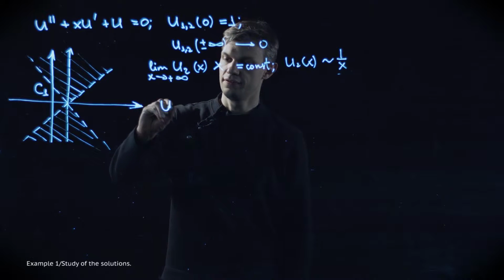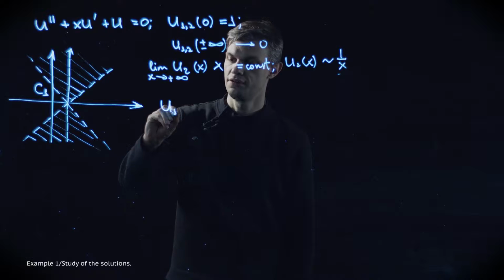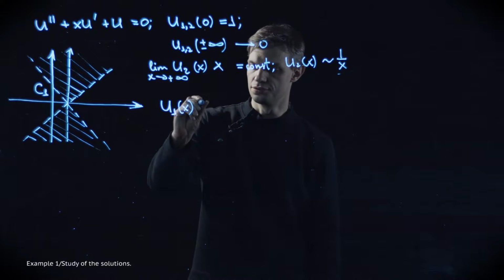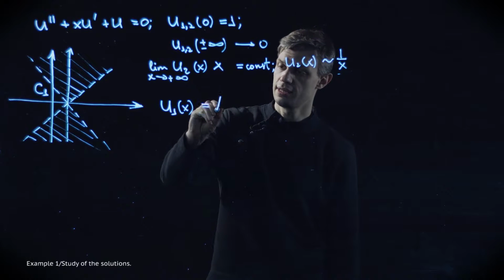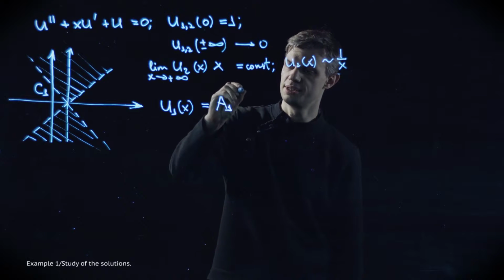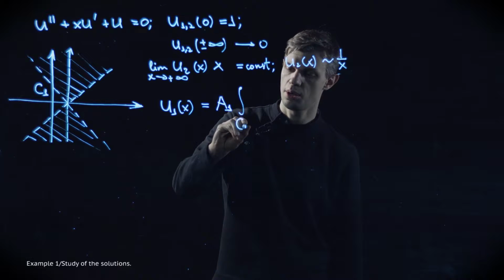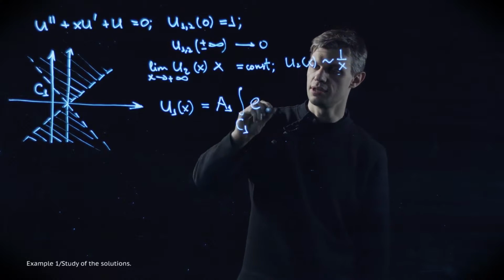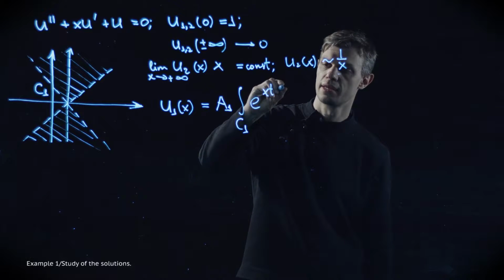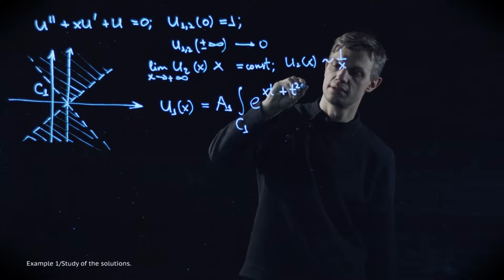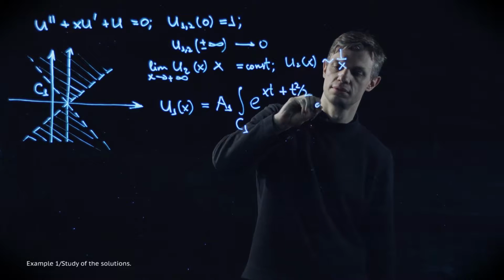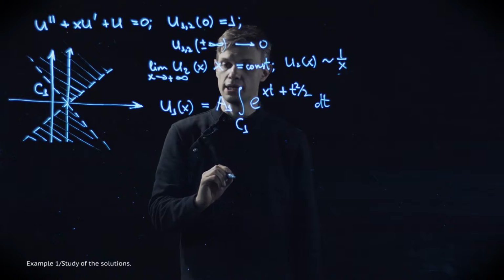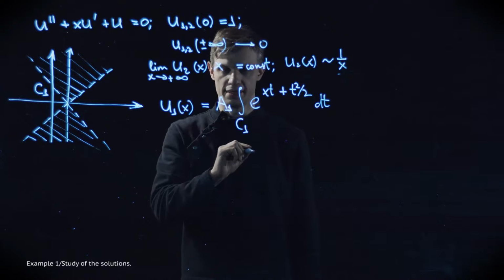Let's first investigate the behavior of the first solution, defined by the first of our contours. Here it is. It's defined up to some multiplication constant, a1, which is to be defined later: u1 of x equals a1 times the integral of e to the power of xt plus t squared over 2 dt. Okay, so first of all, let's normalize this solution.